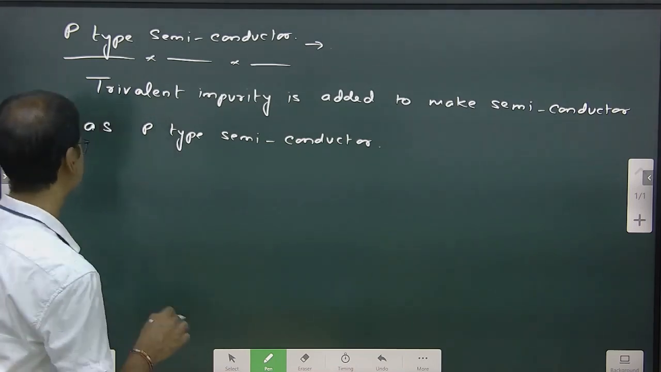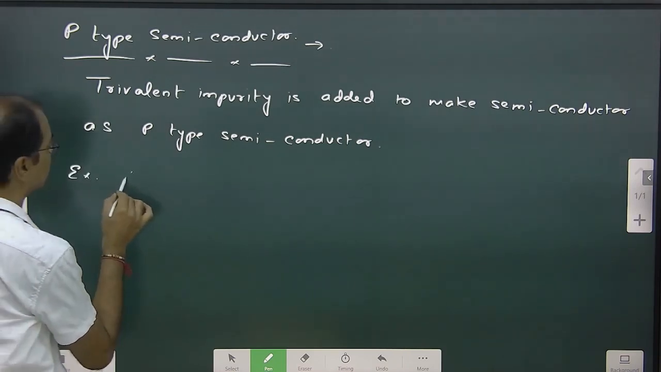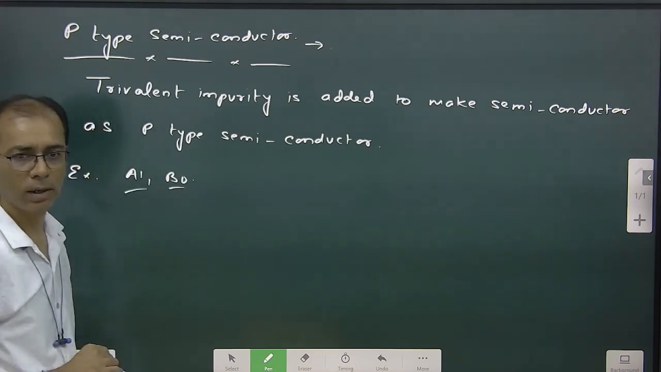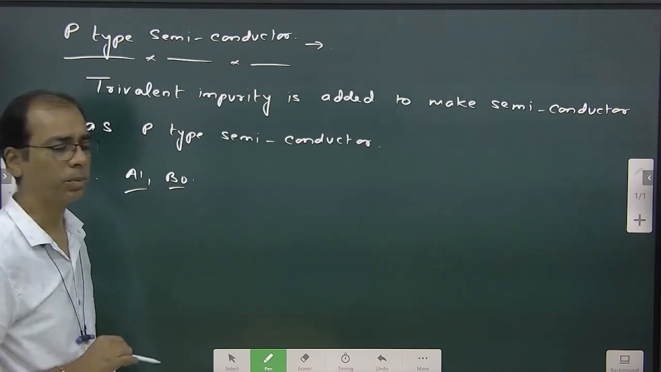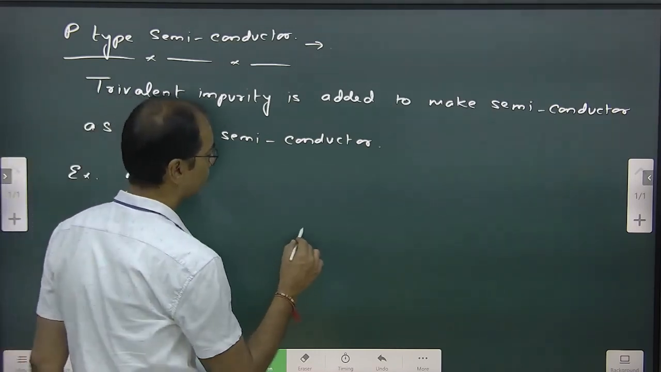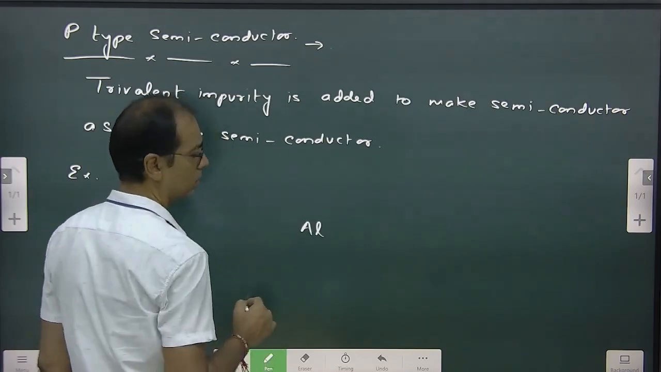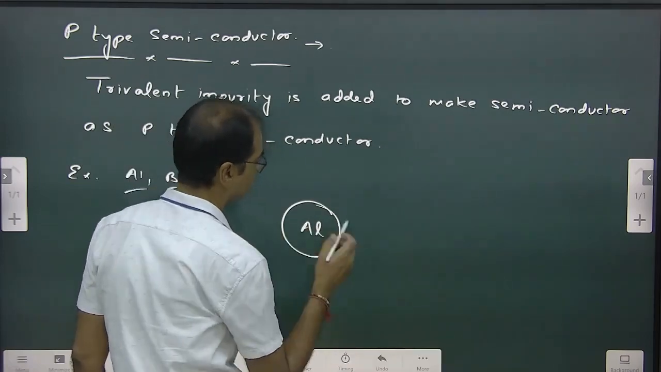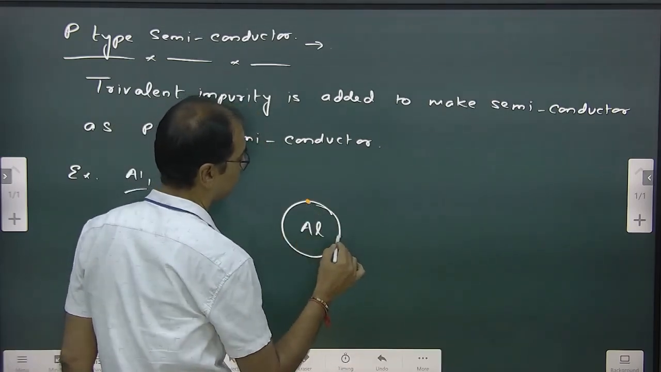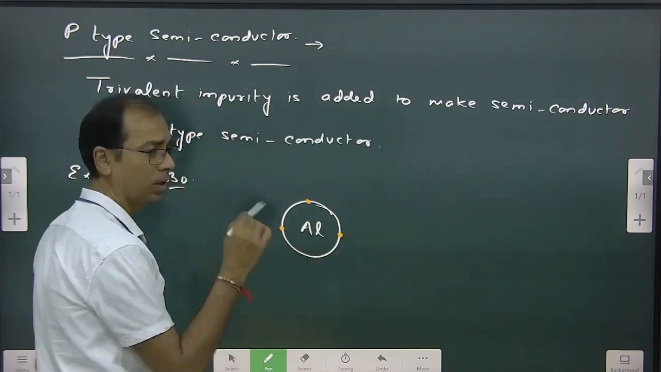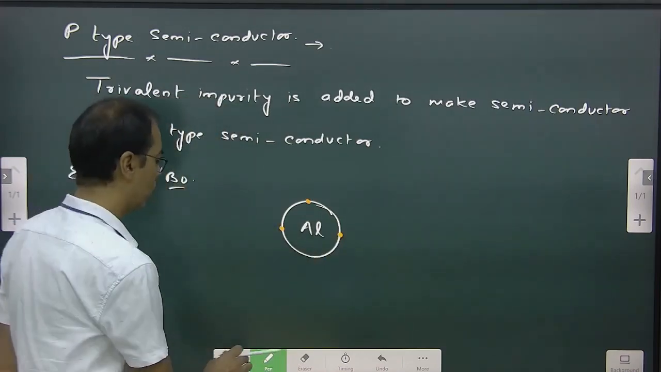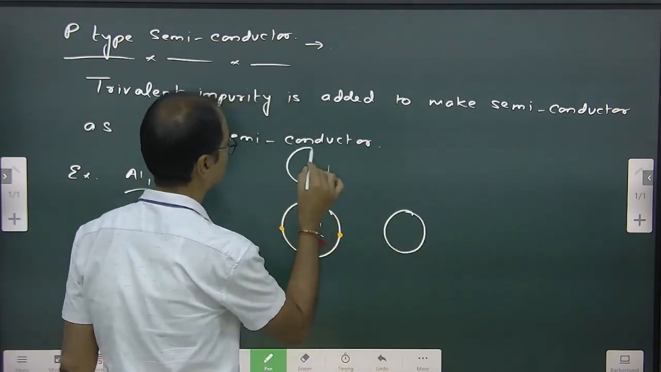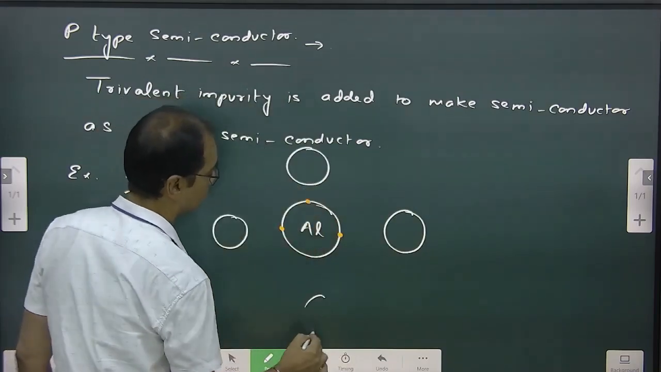So what are the examples first of all? Examples are aluminum and boron, many will be there, but aluminum and boron are there. Suppose we are choosing aluminum. Aluminum has 3 electrons, right? So 3 electrons are here. One will be shared over here, one here, one here. And it is surrounded by what? Silicon, on all sides. So here is silicon, here is silicon, here is silicon, here is silicon.